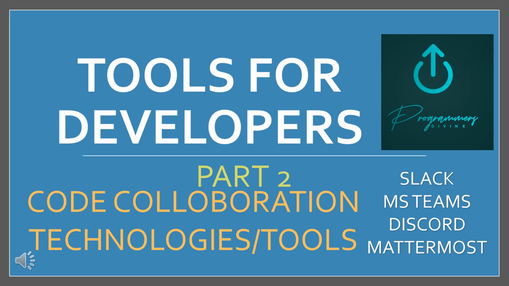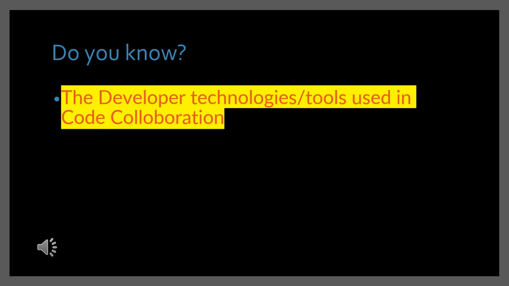This is part 2. This is code collaboration technologies and tools, which includes Slack, MS Teams, Discord, and Mattermost. So we are going to see the developer tools and technologies used in code collaboration in this video.